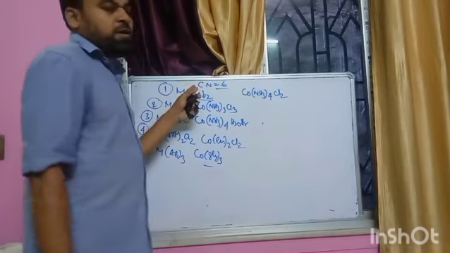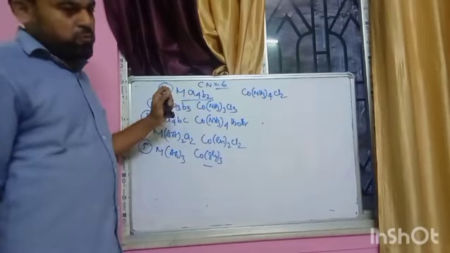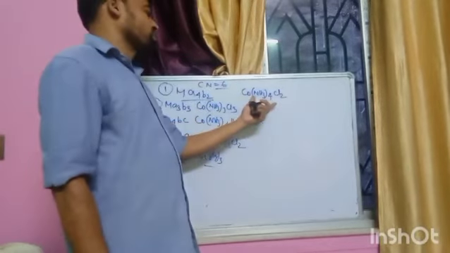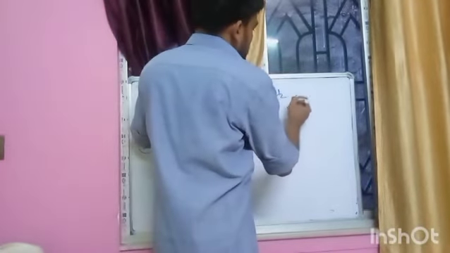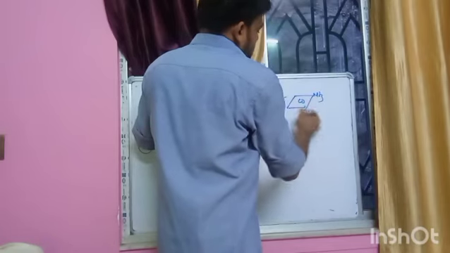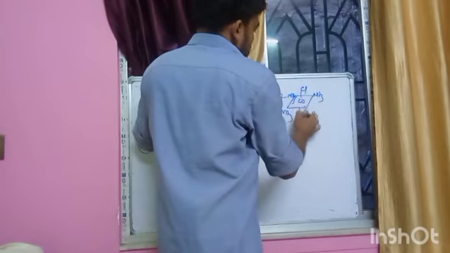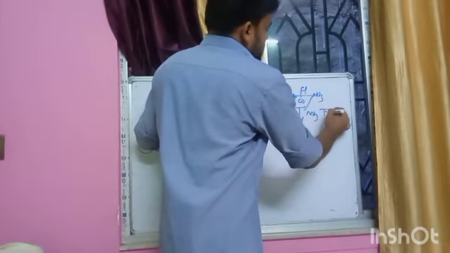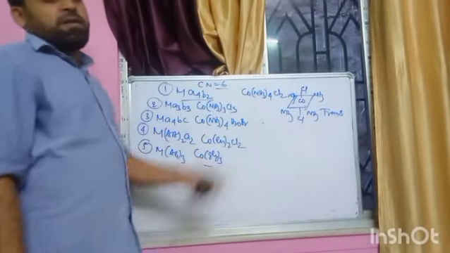Let us take the geometrical isomers for coordination number 6. First, Ma4B2, which means [Co(NH3)4Cl2]. There are two types of isomers present: Co, NH3, NH3, NH3, NH3, with one Cl and another Cl. So it is the trans form, where the two Cl are anti to each other.